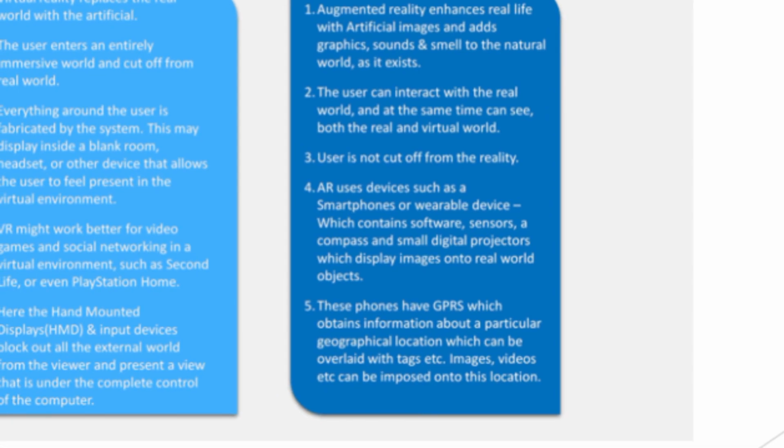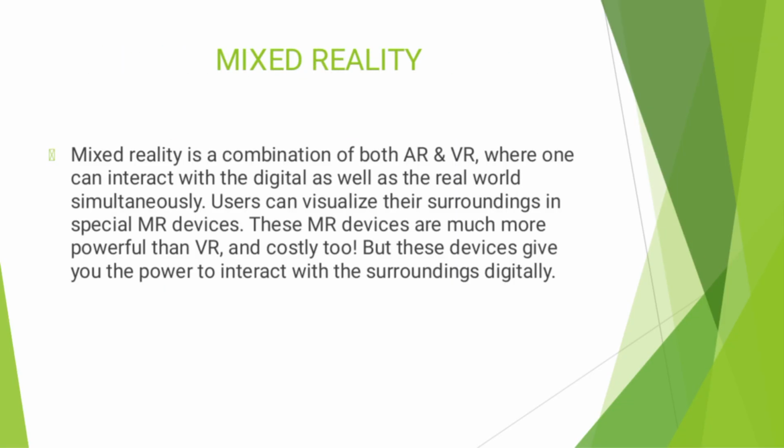In the case of VR, the head-mounted display and input devices block out all the external world from the viewers and present a view that is under the complete control of the computer. In the case of AR, phones have GPS which obtains information about a particular geographical location, which can be overlaid with tags, etc. Images, video, etc. can be embossed onto this location. Then we move on to mixed reality.